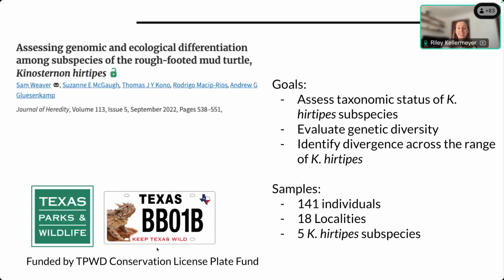So if you live in Texas, I don't know why you wouldn't have one of these license plates. Look at this sick horned lizard. Honestly, I would move to Texas for this horned lizard license plate.